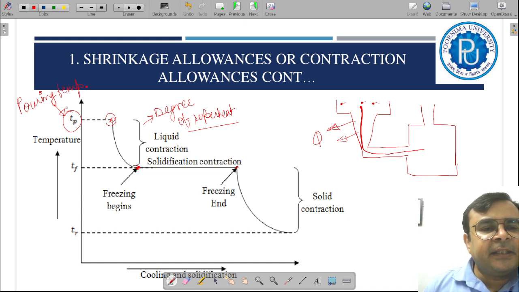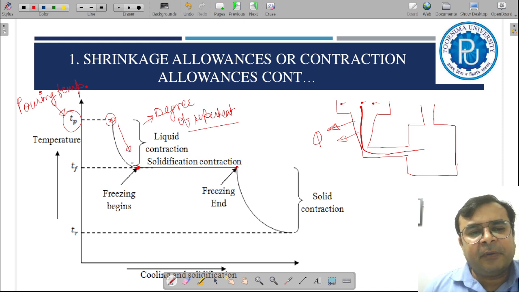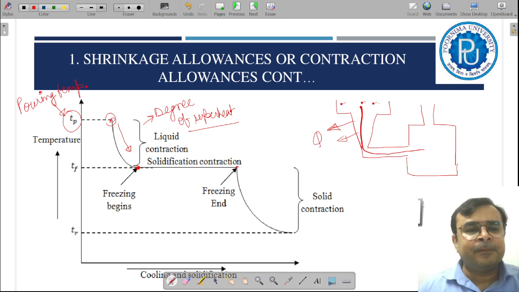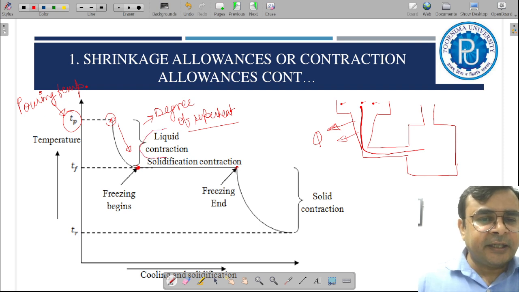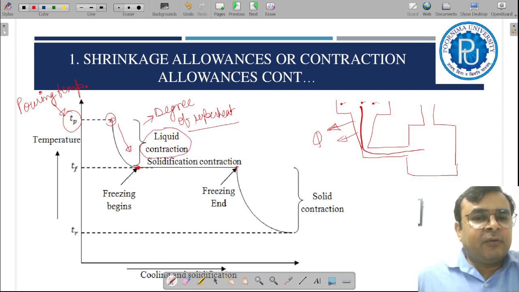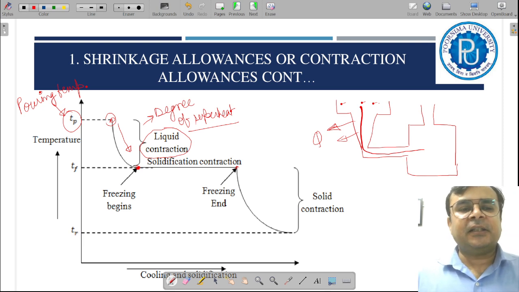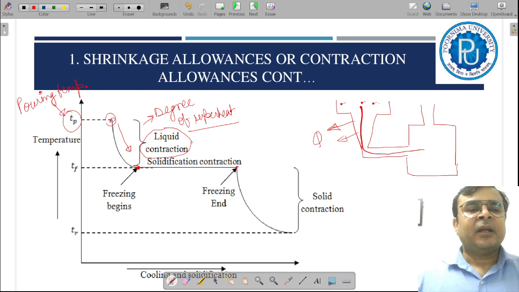Pouring temperature is the temperature at which the molten metal fills the mold cavity. Is it right? Now since this is a cooling curve, when we move from pouring temperature to freezing temperature, you can see the temperature decreases, yes or no? And because of this decreased temperature, the randomness of the molecules also decreases, and hence the overall volume of the molten metal reduces. So this reduced volume is called liquid contraction. Now the question is, why is it called liquid contraction? It is called liquid contraction because this entire contraction takes place in the liquid state.